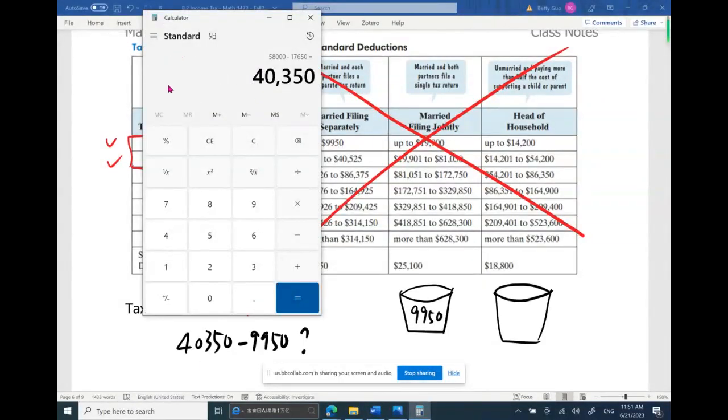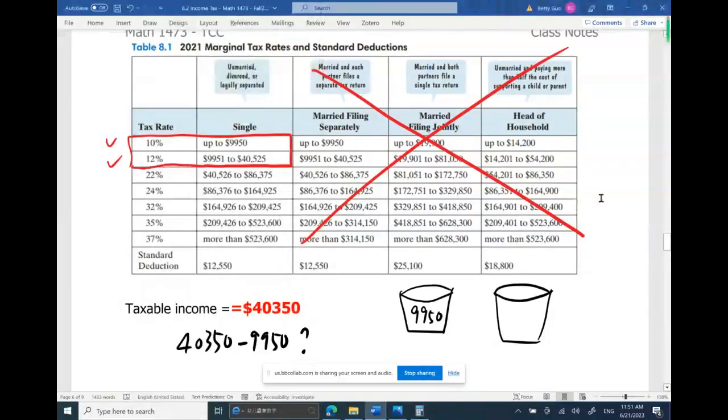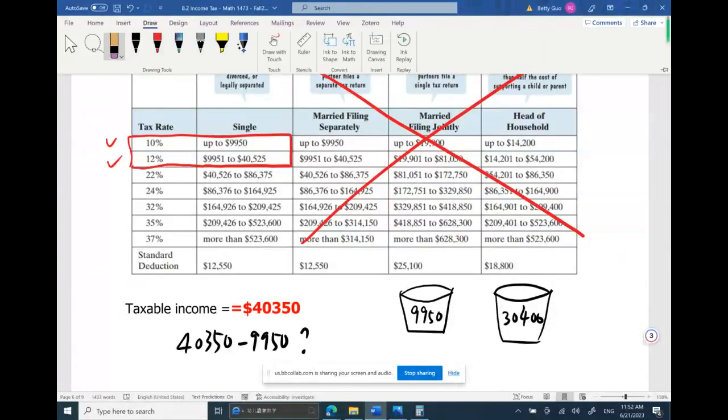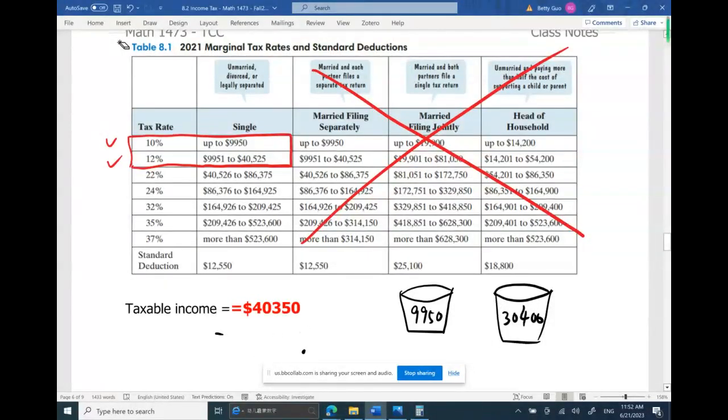I don't have to rush this part. We take time to understand it. So 40,350 minus 9,950 equals 30,400. So you're going to have 30,400 dollars in the second bucket. Do you see that? Yeah, your taxable income.